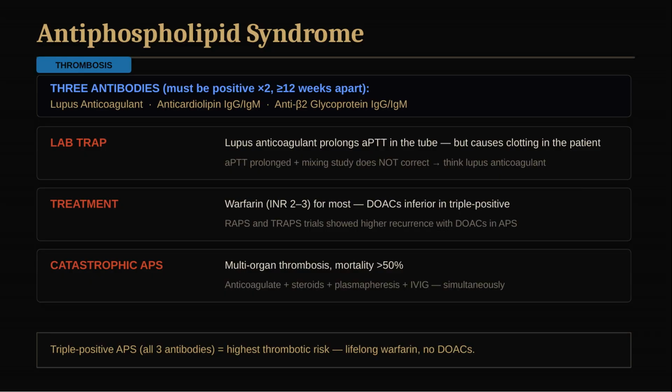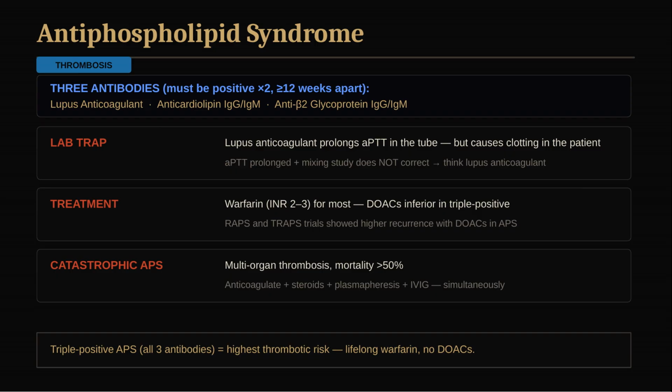Antiphospholipid syndrome is an acquired autoimmune thrombophilia. Three antibodies define it: lupus anticoagulant, anticardiolipin antibody, and anti-beta-2 glycoprotein antibody. Positive on 2 occasions at least 12 weeks apart is required for diagnosis. The clinical picture: venous or arterial thrombosis, or pregnancy loss. The lab trap: lupus anticoagulant prolongs the aPTT in the tube but causes clotting in the patient. If a PTT is prolonged and a mixing study does not correct, think lupus anticoagulant.